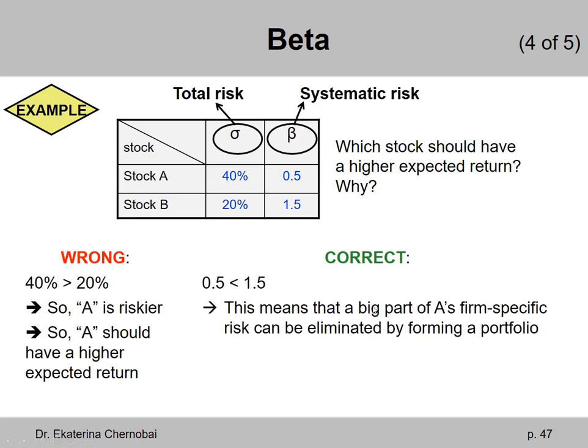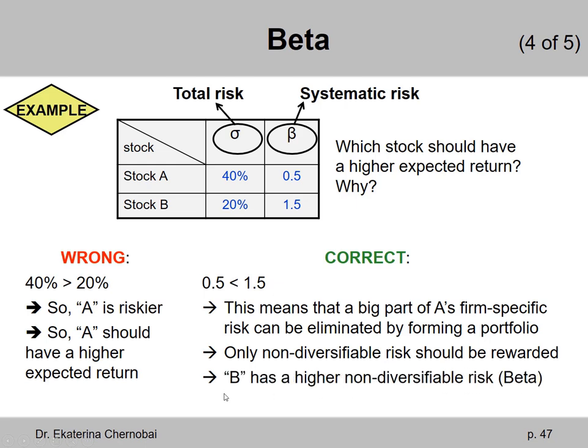And this means that a big part of firm A's firm-specific risk can be eliminated by forming a portfolio. And so what's remaining, the beta of 0.5, indicates that there is relatively very little left in the fluctuations that are caused not by something specific to firm A, but by other events that affect firm A. Because only the non-diversifiable risk should be rewarded, B with a higher beta should have a higher expected return.